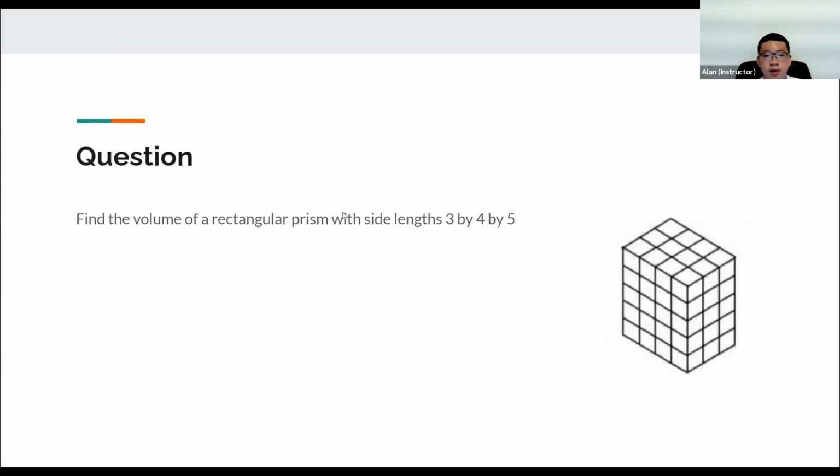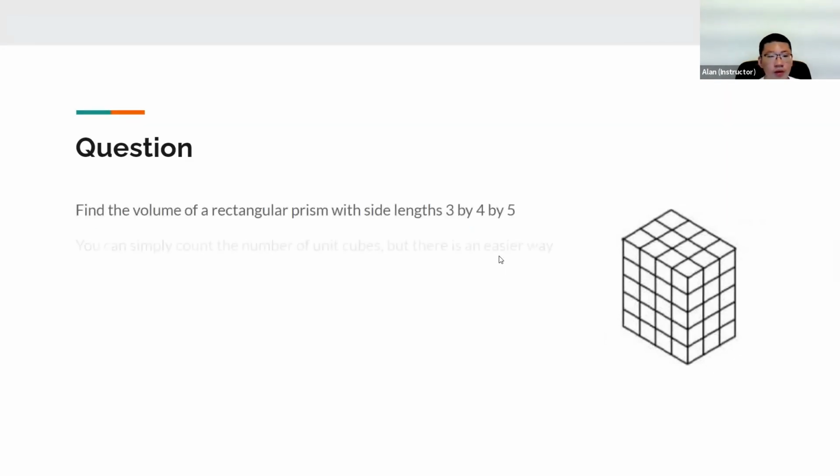Alright, so I see that a lot of you have already gotten it right, so now I'm going to go over it for those of you that maybe haven't gotten it yet. So what we do, well, first of all, you can just simply count the number of unit cubes, but there's an easier and faster way.